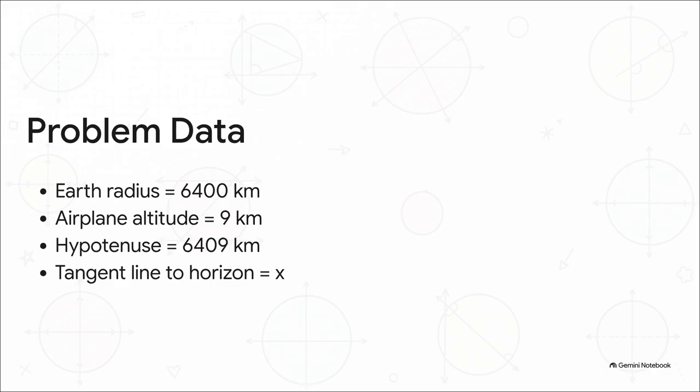The Earth's radius is roughly 6,400 kilometers. Our airplane is sitting 9 kilometers above the surface. Because the sight line from the airplane grazing the visible horizon acts as a perfect tangent line, it is perfectly perpendicular to the Earth's radius right at that visual edge. This sets up a massive right triangle right there in the sky. The Earth's radius to the horizon is one leg, coming in at 6,400 kilometers. The sight line to the horizon is our unknown, let's call it x, and our hypotenuse, that's the distance from the center of the Earth straight up to the plane. So we add the 6,400 kilometer radius to the 9 kilometer altitude, giving us a hypotenuse of 6,409 kilometers.